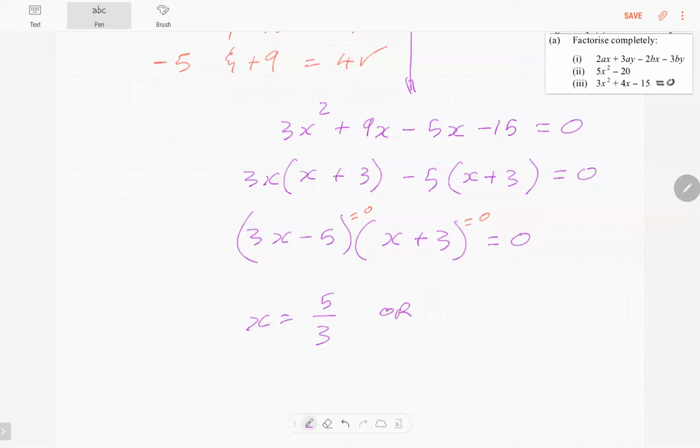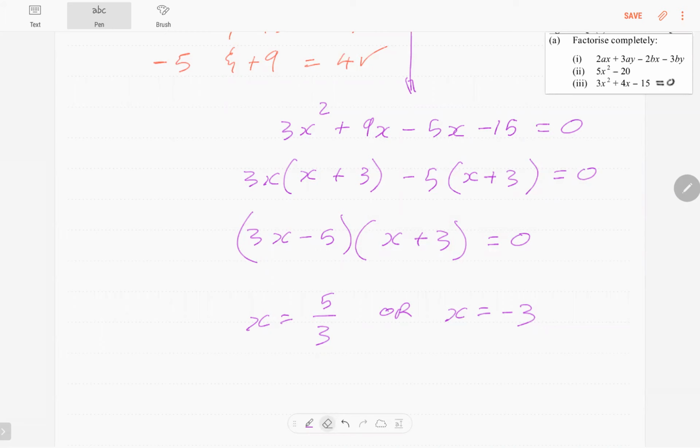Or for the second one, I would carry over the 3 and it becomes negative 3. So for the second one, the x will be equal to negative 3. And then I can erase it to equal 0 here. And that's it. But understand that?